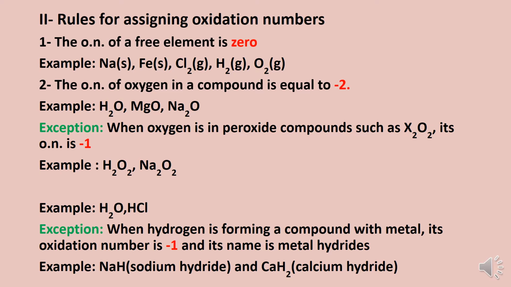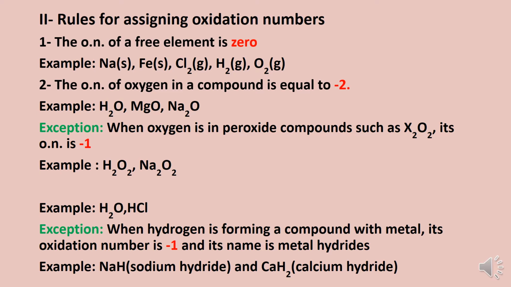As usual here in chemistry, for every rule there is an exception. The exception here is when oxygen is in peroxide compounds such as X2O2, its oxidation number is -1. Example, H2O2, it is hydrogen peroxide, the oxidation number of oxygen is -1. Sodium peroxide, Na2O2, the oxidation number of oxygen here is also -1.